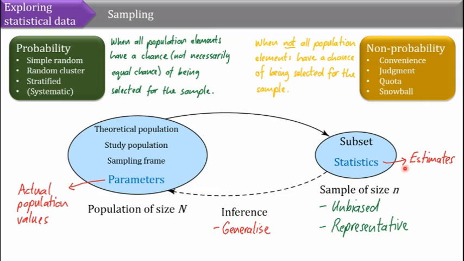Those are estimates. If the sample is unbiased and representative, then we can generalize or infer the sample results to the population. In other words, we hope that our statistics, our estimates, are reliable because we have an unbiased and representative sample, so that we can extend those results to the actual population.